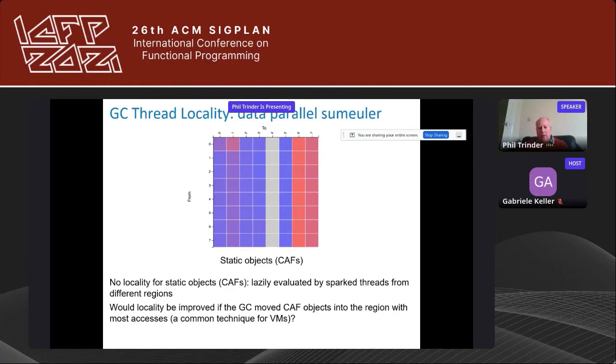So these objects are evaluated by the first thread that touches them. The threads could be from any region, and so they reside in any region, and garbage collecting them then means traversing potentially many different regions. And we think this could be an opportunity to improve the garbage collection by moving these statically allocated objects to be closer to the threads that use them.